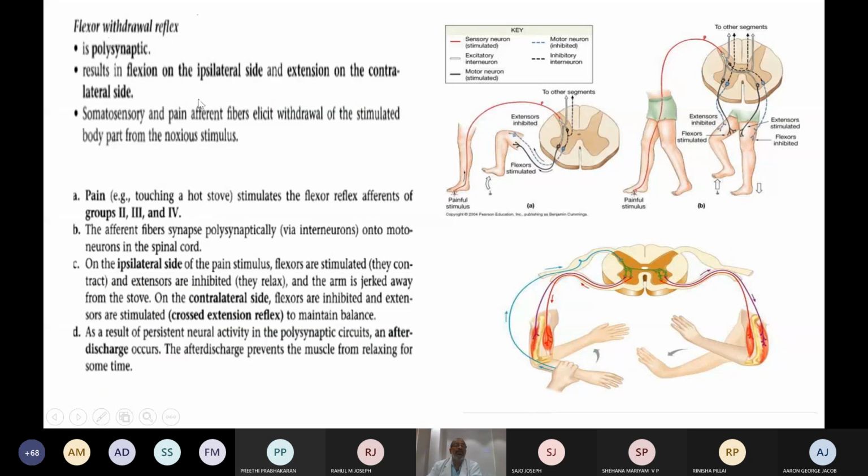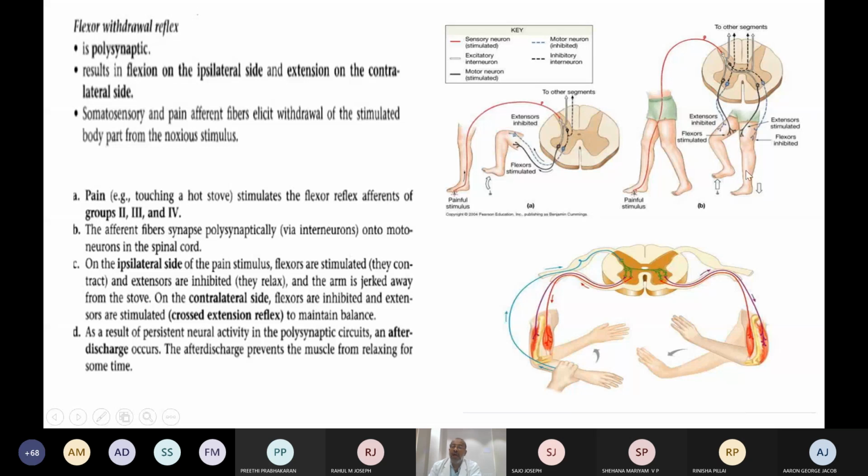So we are already aware of the flexor reflex. It is a polysynaptic reflex, with flexion on the ipsilateral side. When a painful stimulus is there, you are going to have flexion at the knee joint and flexion at the hip joint, so that the limb is moved away from the source. If it is the right side withdrawal, the opposite side is extension. Opposite action will be observed.